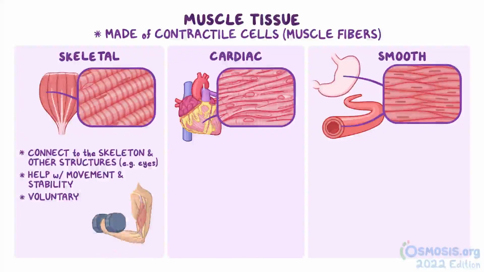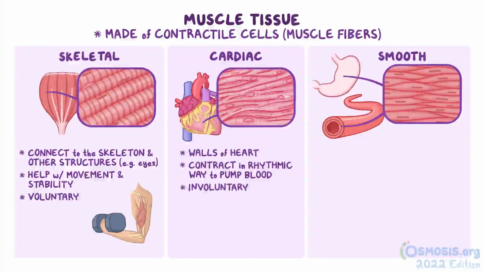Cardiac muscle is the muscle tissue that makes up the walls of the heart. These muscles contract in a rhythmic way to pump blood to the whole body, and they are involuntary, meaning that we can't consciously control this type of muscle.